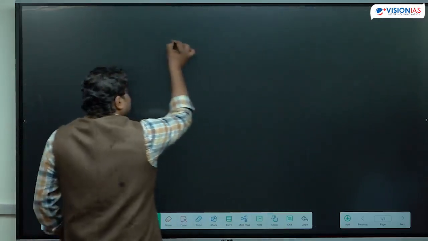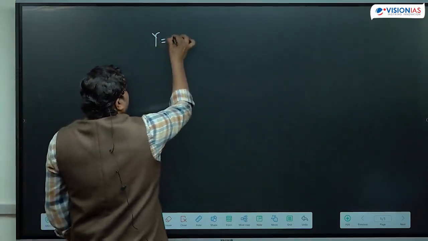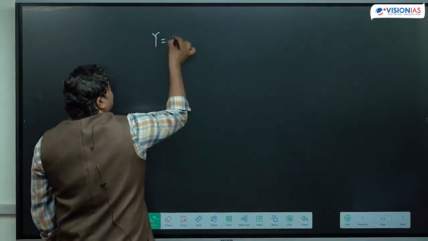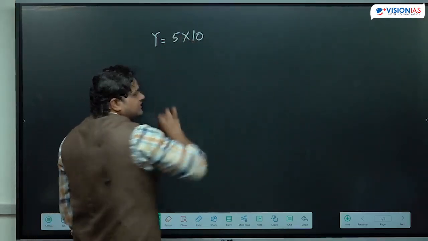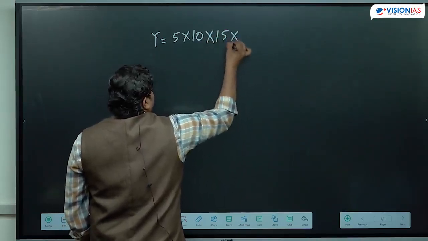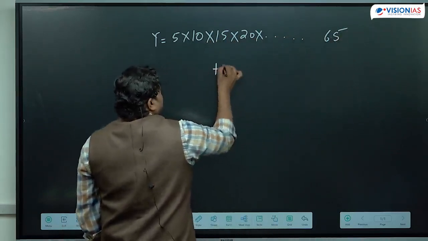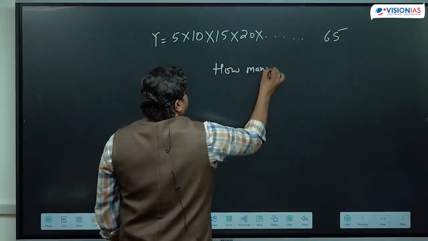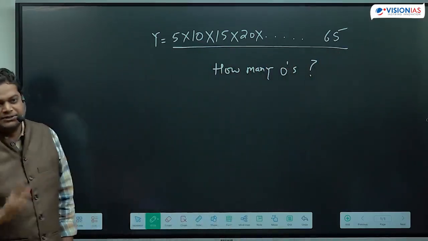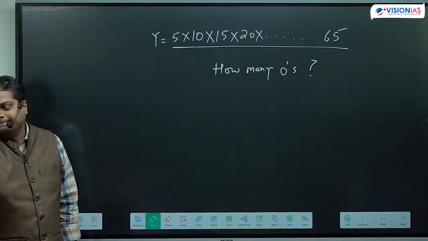If I write this way, one question, this will be the last question. We have discussed this too; there is more to discuss about 5, so we can wait. 5 into 10 into 15 into 20 till 65, how many zeros are there at the end? And this was the first question which UPSC asked about the number of zeros. This was the first question, I think they asked this in 2021, 2020.